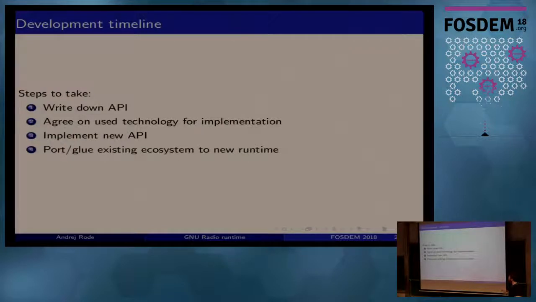And yeah, right now we're at the step of writing down the API. Then we want to agree on a technology for implementation and implement the API. And the last point is probably the hardest: gluing the existing things together and giving people a path forward to have their out-of-tree modules use the new features we want to provide.